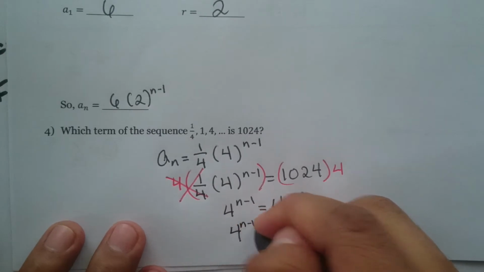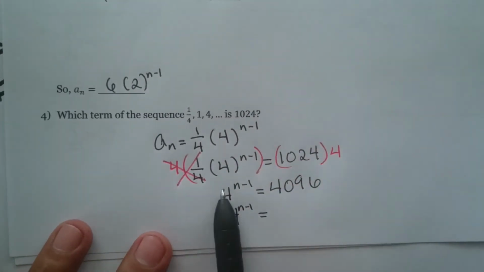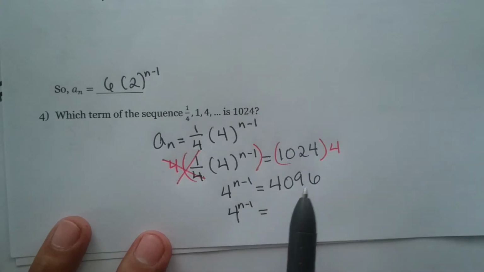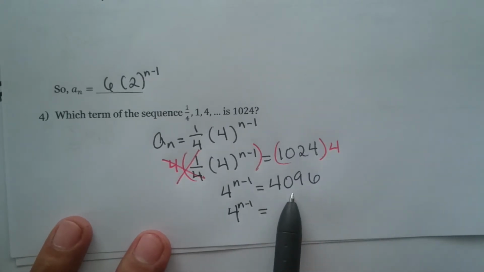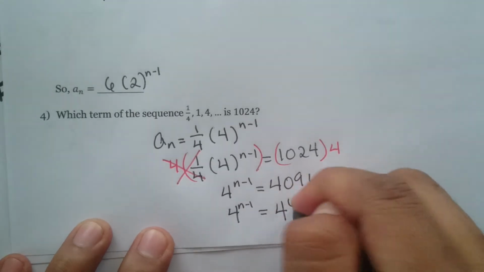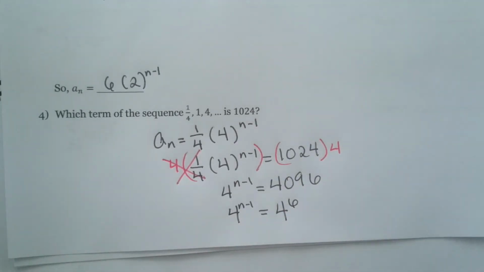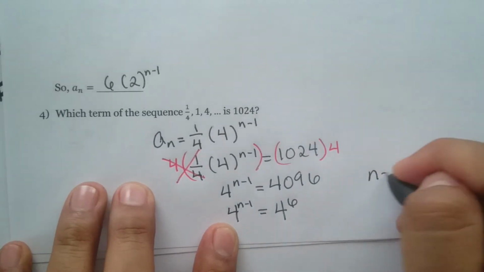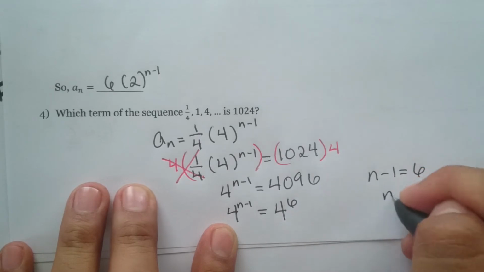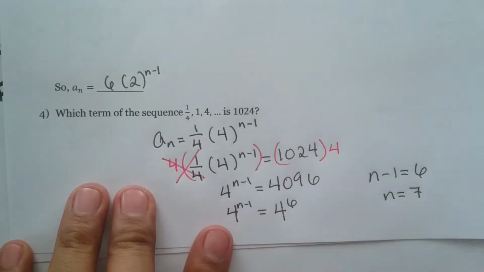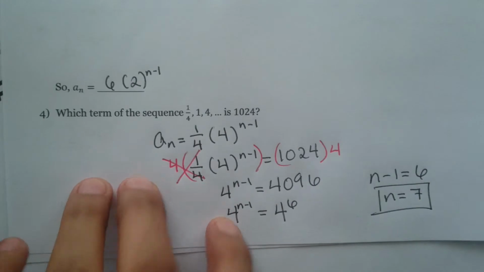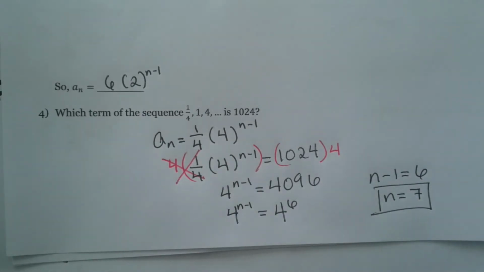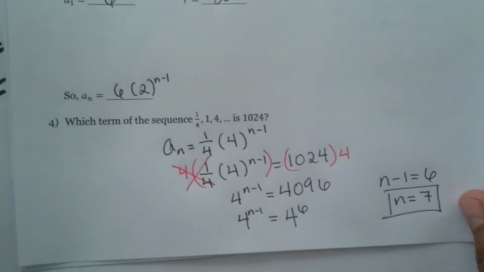So what you're going to have to do is something that you did in Algebra 2 and get both of these to be the same base. Well, what's nice about this problem is 4096 is actually the same thing as 4 to the 6th power. So since both bases are the same, you can drop them and set their exponents equal to each other. So you find out that 1024 is the 7th term in that sequence. So again, we're using everything that you've learned in Algebra and Algebra 2 just to solve a problem.